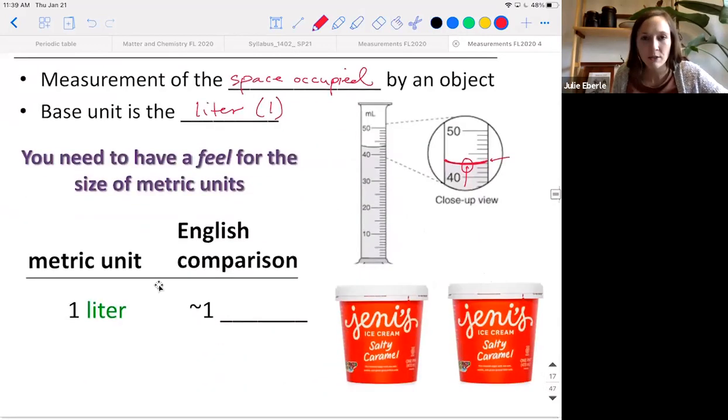What is the English comparison to the liter? The English comparison is a quart. If you've ever changed your own oil, you go buy a quart of oil at the store. For anybody that cooks, a quart is 2 pints.